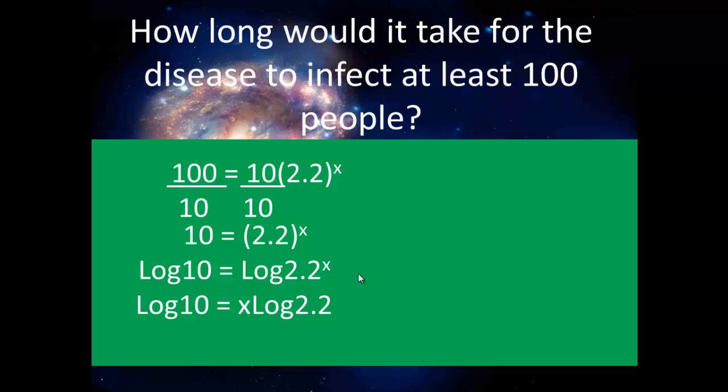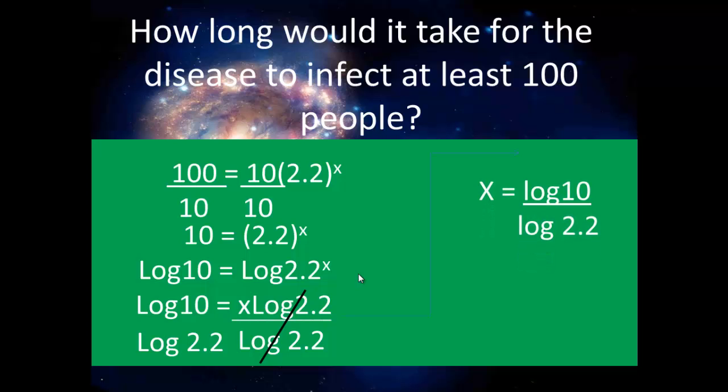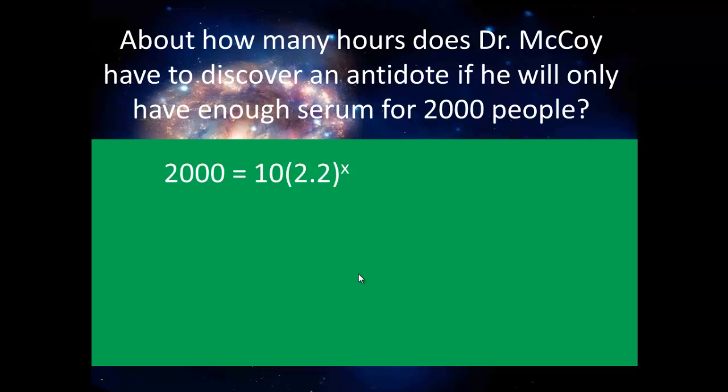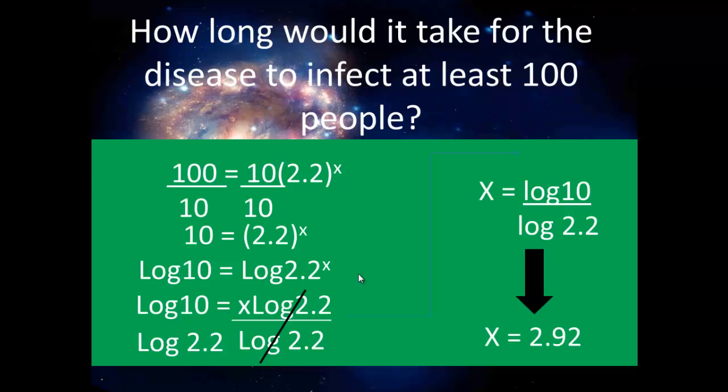So from here, we can divide both sides by log of 2.2 to get the variable x alone. You can cross out log of 2.2 divided by log of 2.2, because that equals 1. So you're left with x equals log of 10 divided by log of 2.2. And that, when you put in your calculator, is equal to x equals 2.92. So it's going to take 2.92 hours for at least 100 people to get sick.